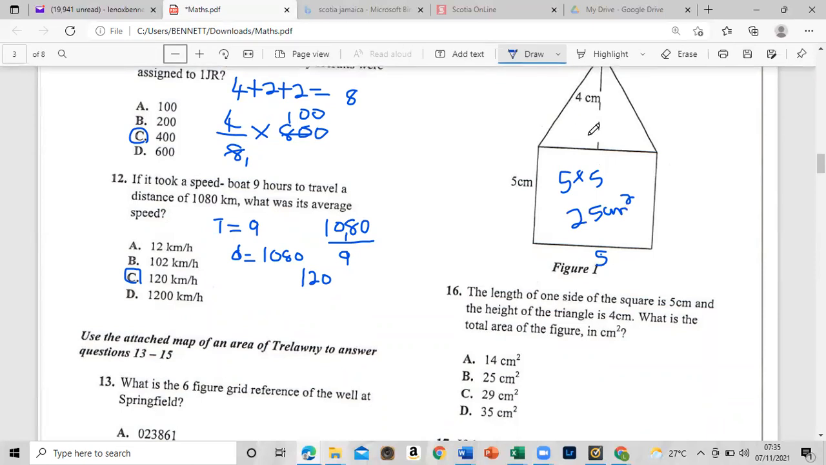All right? So this is a right angle triangle. So right here would be 5, because it's a square. So it's 5 times 4. Remember, for a right angle triangle we divide by 2.